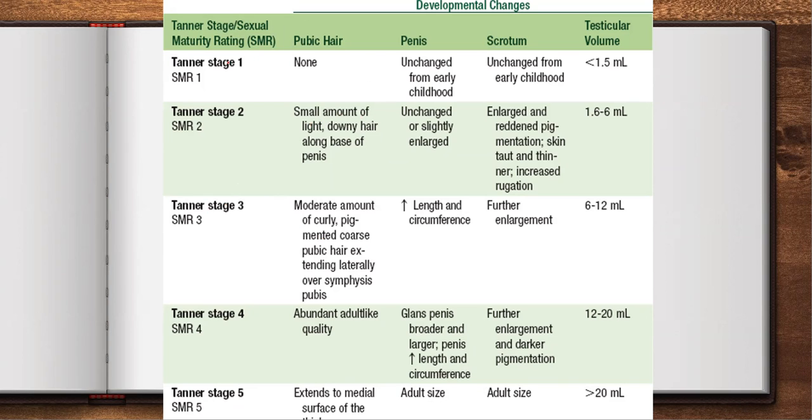So what is Tanner stage 1 or SMR 1? Tanner stage 1 means no pubic hair, penis is unchanged, scrotum unchanged. SMR 2 or Tanner stage 2, there will be a small amount of light pubic hair, just a small amount. Penis will be unchanged or slightly enlarged. Scrotum will be enlarged and some slight pigmentation will be there. That's Tanner stage 2. Stage 3, moderate amount of curly pigmented coarse pubic hair.